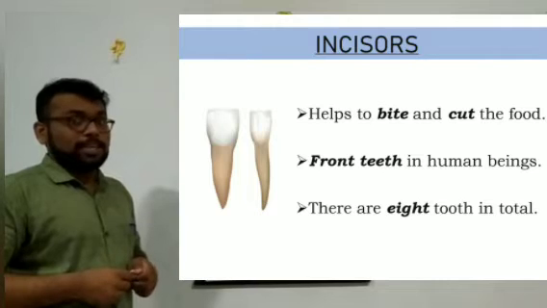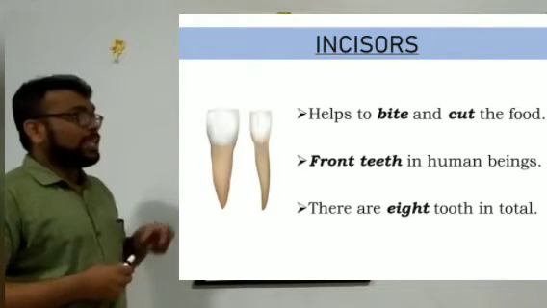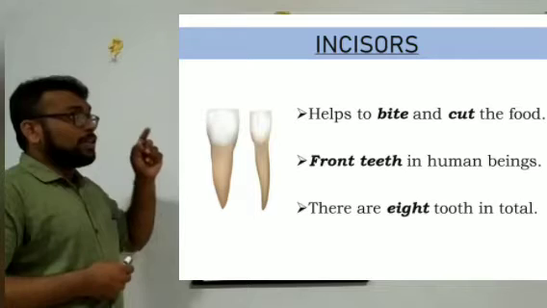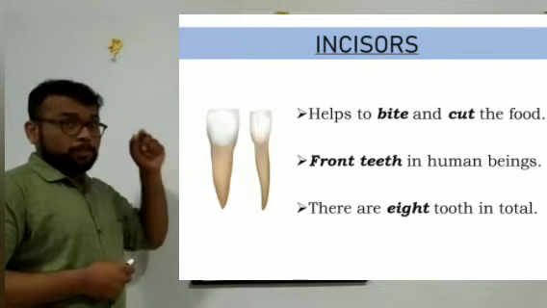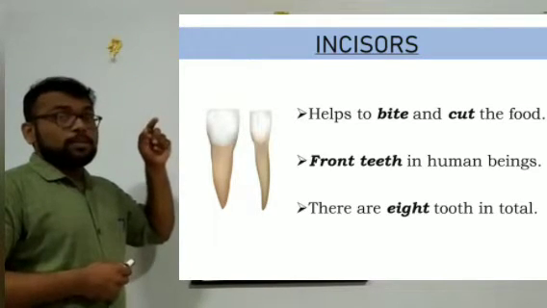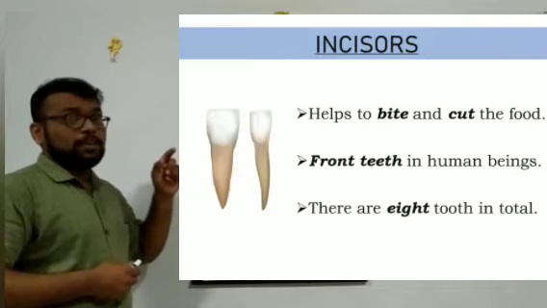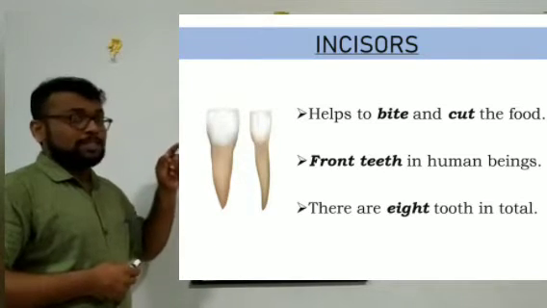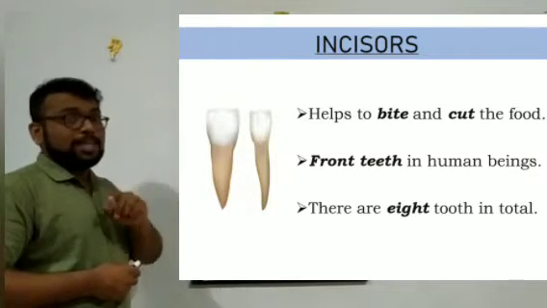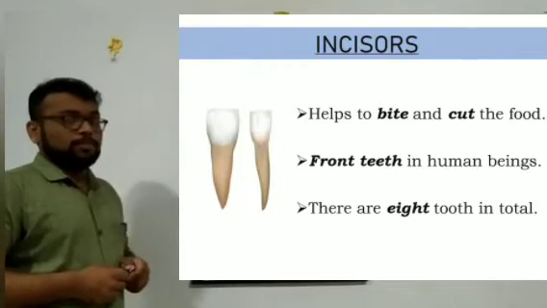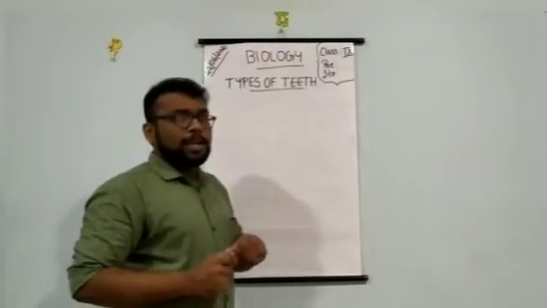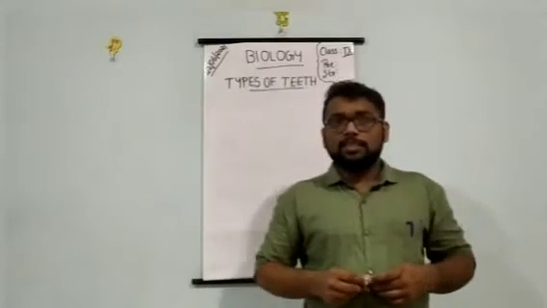I think you get a clear idea, isn't it? Once again, the image of incisors and then the 3 points. The points are helps to bite and cut the food. Second one, front teeth in human beings. Third one, there are 8 teeth in total. I think you got a clear idea about incisors, isn't it?